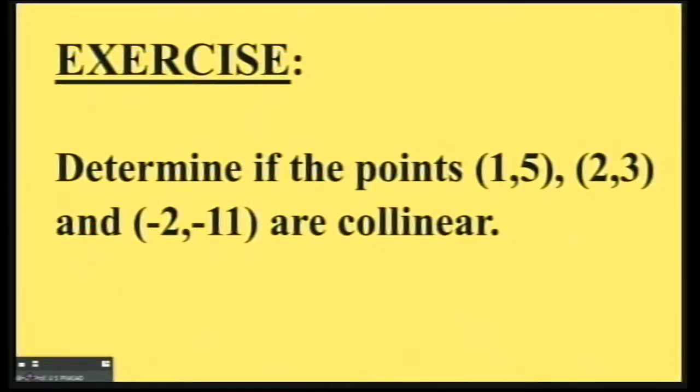These are the points I am giving. If the points are 1 comma 5, 2 comma 3 and minus 2 comma minus 7, whether they are collinear or not, you have to check. Just as a hint I am going to give to you, they are not collinear. Why? That you have to check by observing the corresponding distances. Okay.